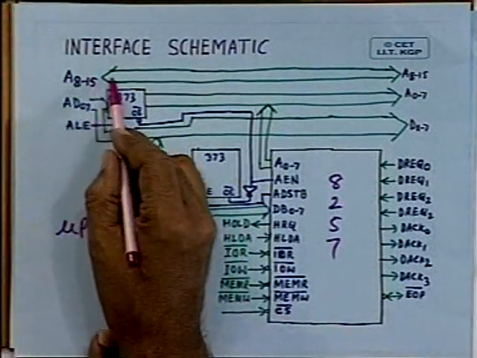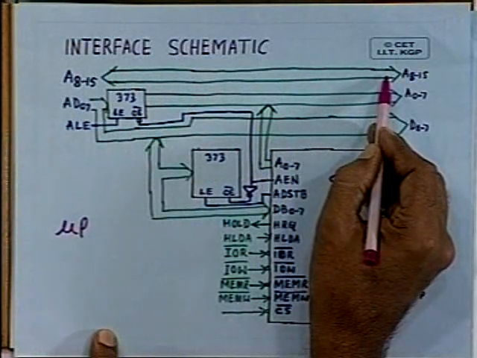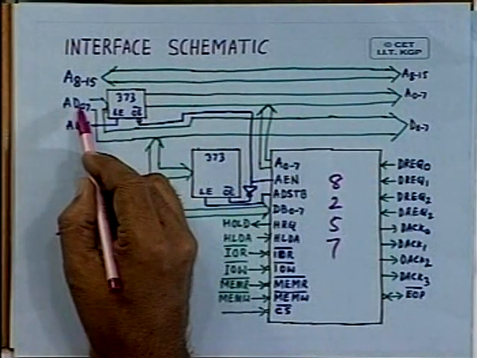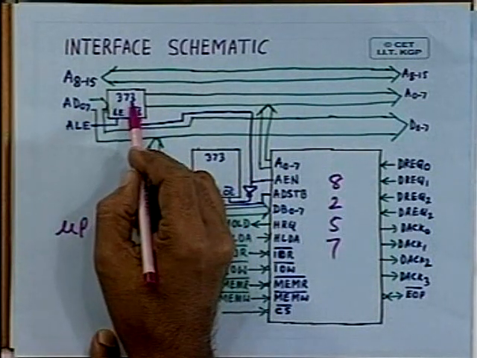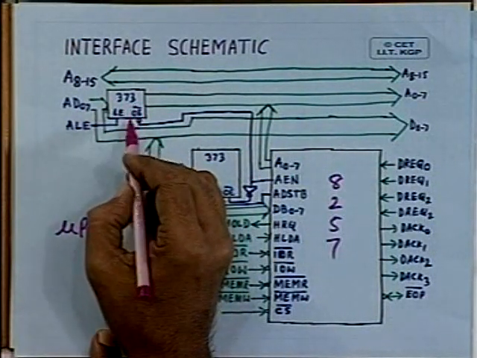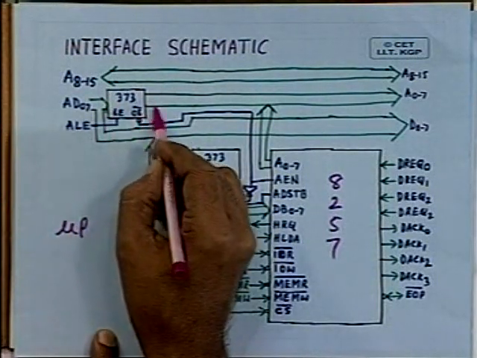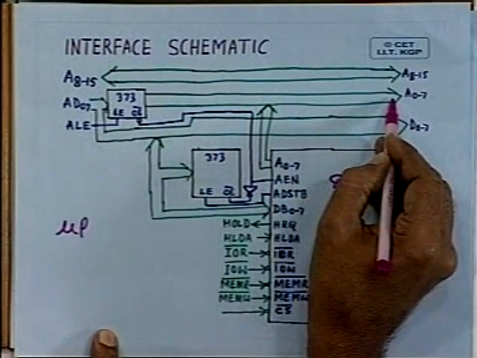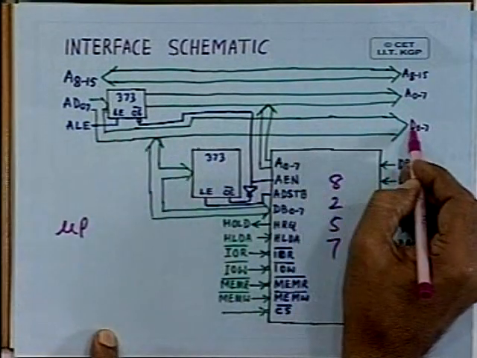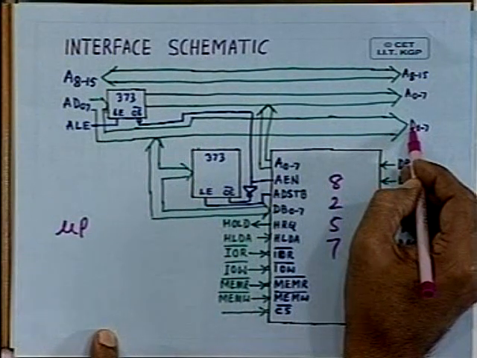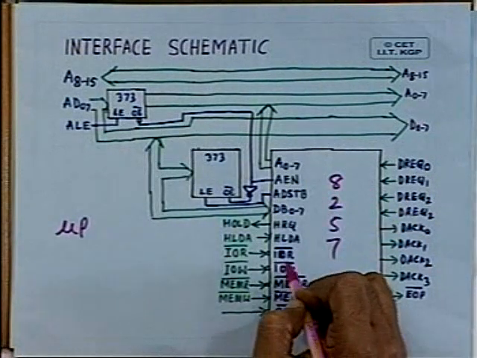So this is the address bus A8 to A15 coming from the microprocessor, and these are the AD0 to AD7 lines, and this is that latch 373 to demultiplex the address. So by using this address latch enable, you demultiplex the address, and here you get A0 to A7, and D0 to D7 goes to the data bus. This is your data bus. Now the DMA controller is interfaced.